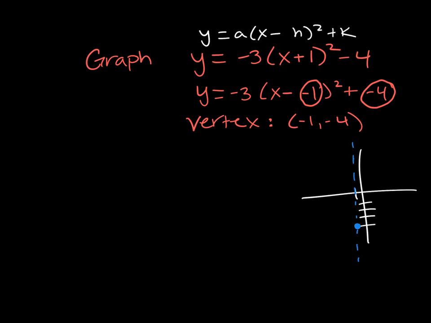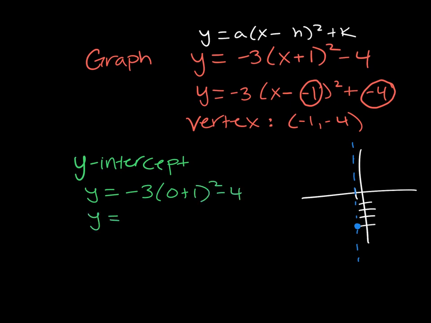And the way to find the y-intercept is to find out, well, what is y when x is 0? Because that's what a y-intercept is. A y-intercept is on the y-axis, and that means x has to be 0. So if we do that, we have -3 times 0 plus 1 squared minus 4. And so that's 1 squared. So we have -3 minus 4, which is -7.